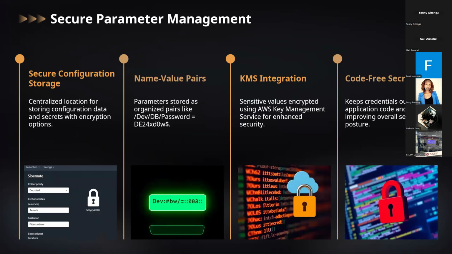Core parameter management. We have talked about this. We have covered it. It is about secure configuration storage, a centralized location, and it also stores in name-value pairs. It allows encryption with either KMS or plain text for secrets.